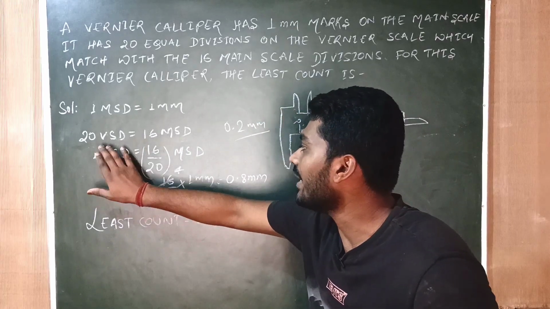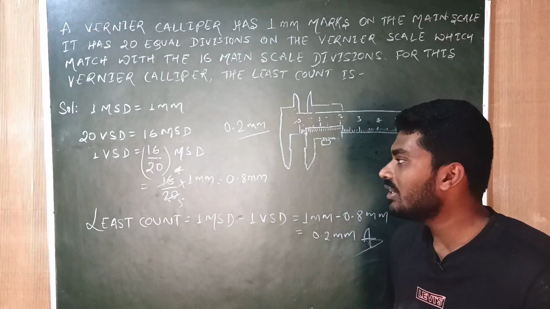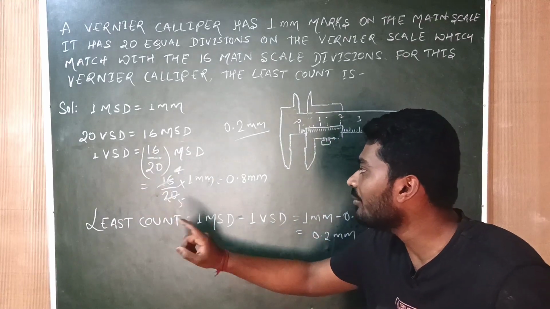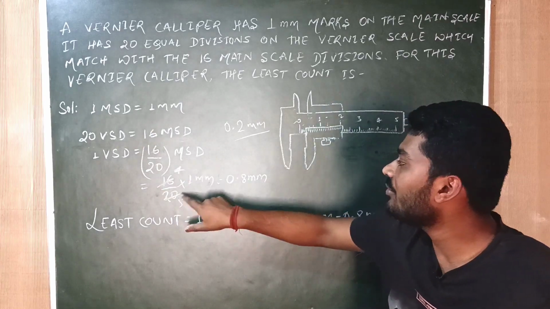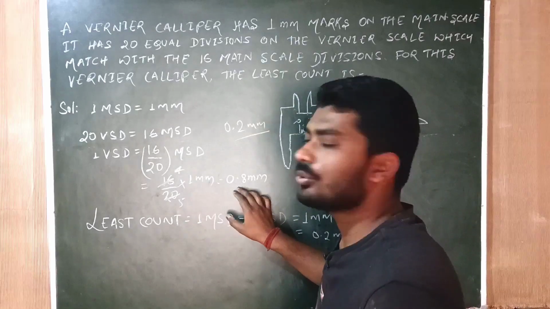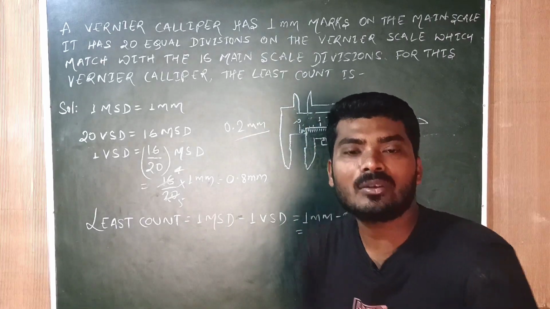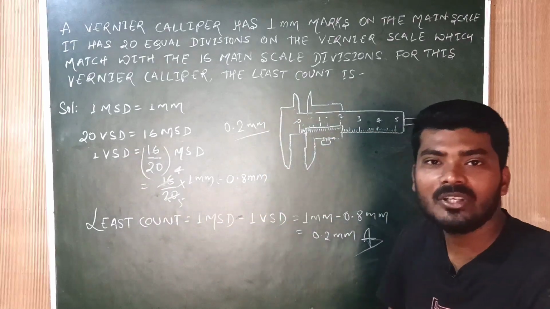Here we can calculate that one vernier scale division is equal to 16 by 20 main scale divisions. It can be written as 4 by 5, and one main scale division is already 1 millimeter. So 4 by 5 multiplied by 1 is equal to 0.8 millimeter. So we have calculated that one vernier scale division equals 0.8 millimeter.